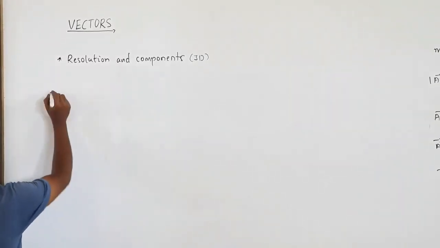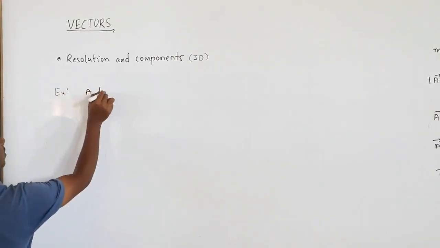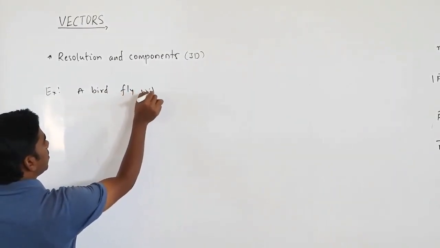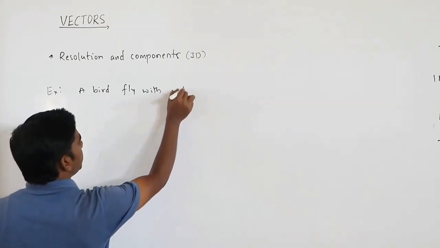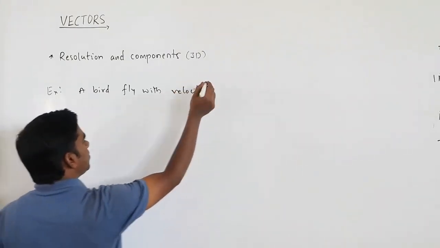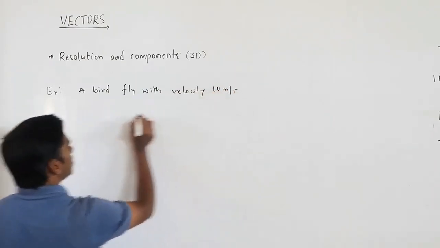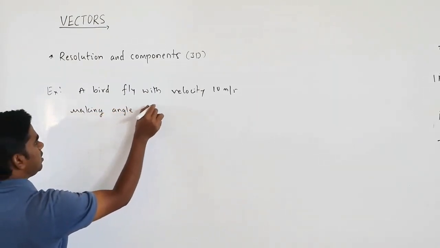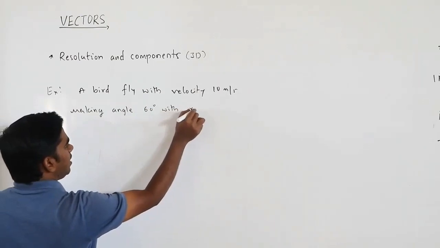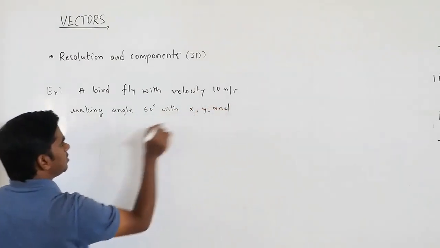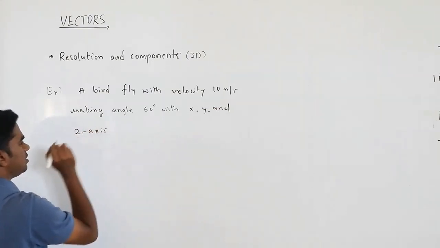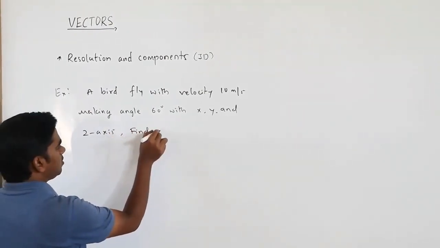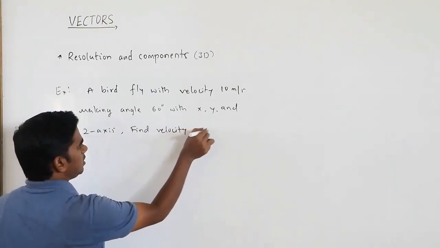So one more very interesting example. Suppose a bird flies with a velocity of say 10 meters per second, making an angle of 60 degrees with the x, y and z axis. Okay. So find the velocity vector.